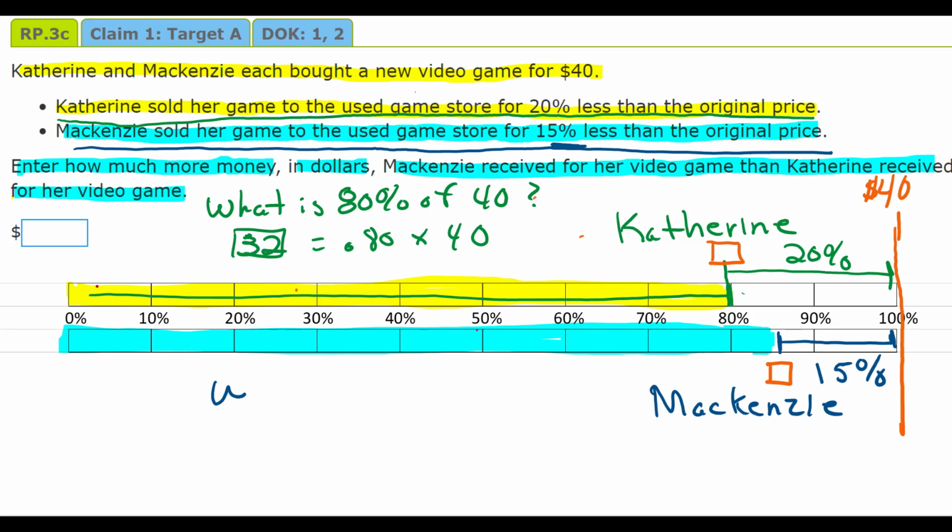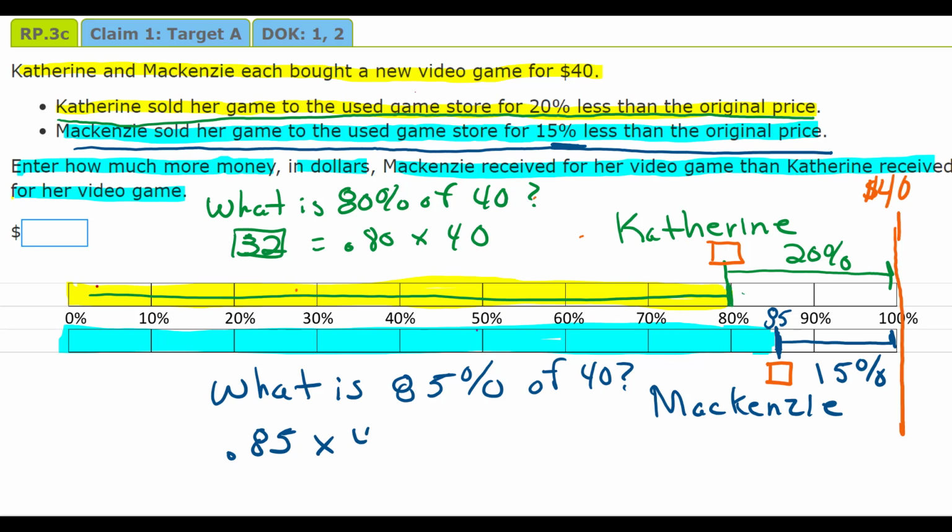For Mackenzie, her equation is this. What is 85%? Because that's what that number is right here. That's 85%. So what is 85% of 40? So 85% of 40 is 0.85 times 40. That number is going to be 34.